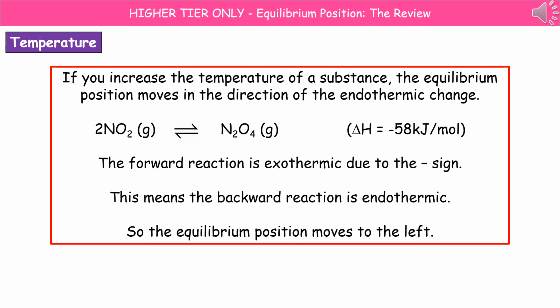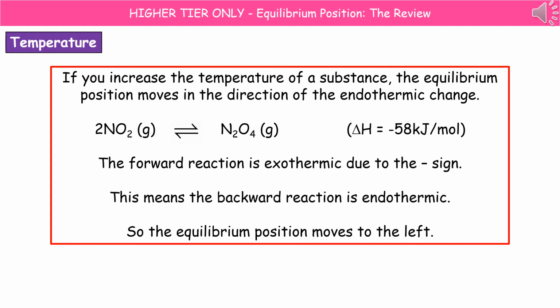The third and final condition we need to consider is the temperature. So if we increase the temperature of our reaction, then the equilibrium position moves in the direction of the endothermic change. So for this one, what we need to do is have a look at the energy change in the reaction, which is shown by the delta H value. Hopefully we do remember that when we're talking about an exothermic reaction, it has a negative sign for the energy change, whereas an endothermic reaction would have a positive sign.